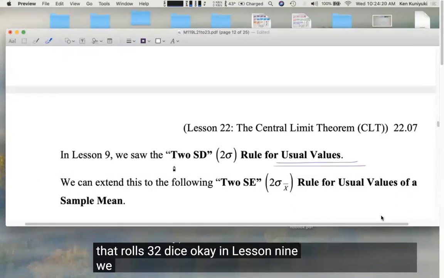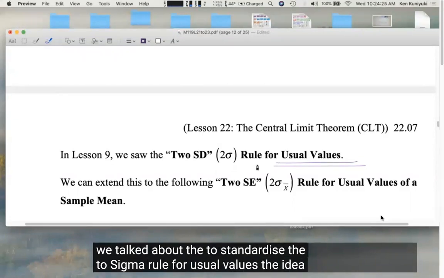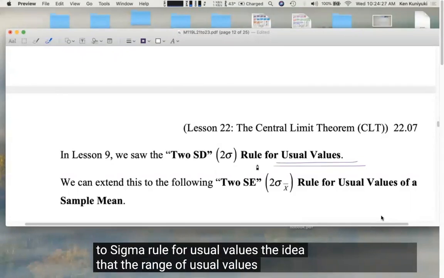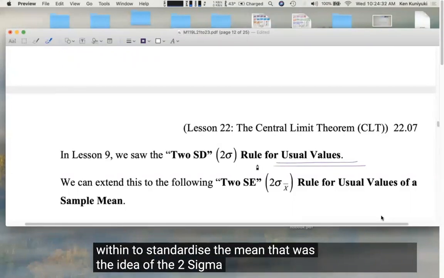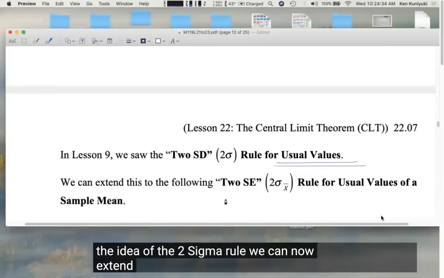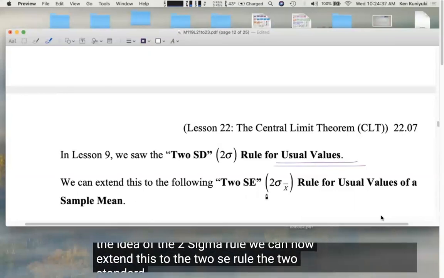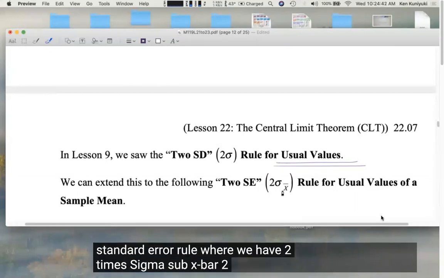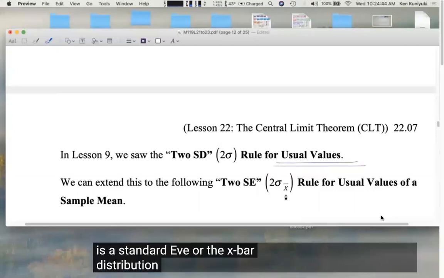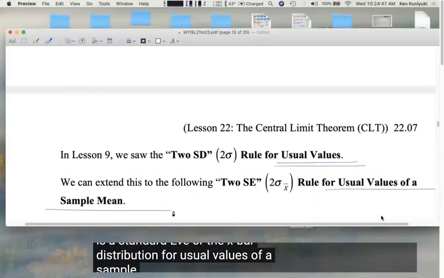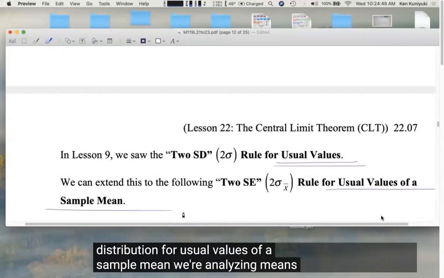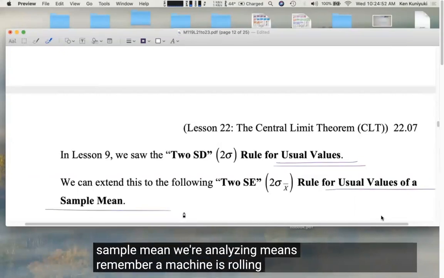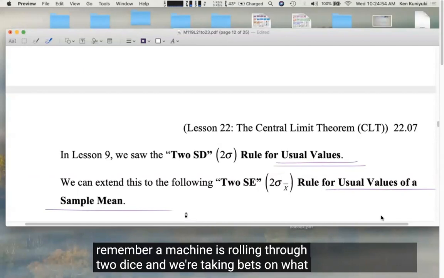Okay, in lesson 9, we talked about the 2 standard dev, the 2 sigma rule for usual values. The idea that the range of usual values will be within 2 standard devs of the mean. That was the idea of the 2 sigma rule. We can now extend this to the 2 SE rule, the 2 standard error rule, where we have 2 times sigma sub x bar, 2 times the standard dev of the x bar distribution for usual values of a sample mean. We're analyzing means, remember. A machine is rolling 32 dice, and we're taking bets on what the mean will be.